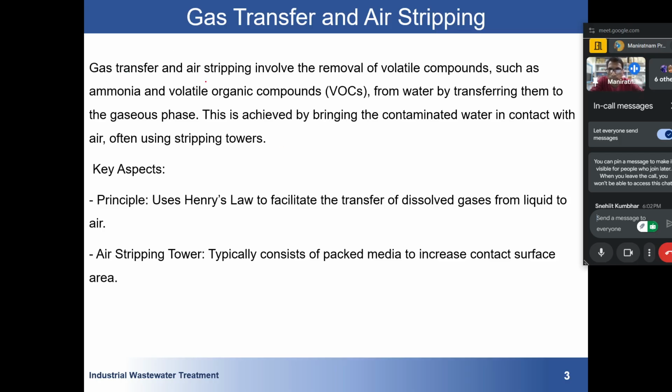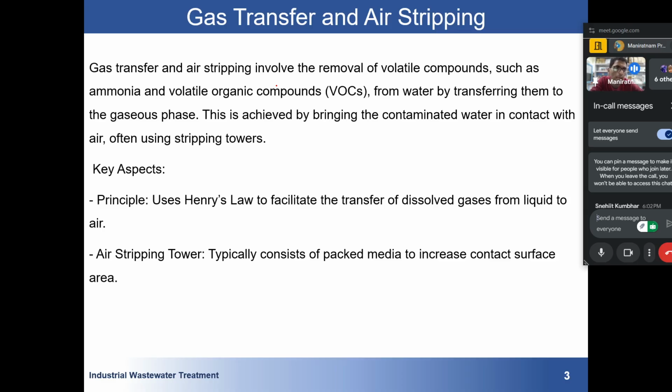Gas transfer and air stripping involve the removal of volatile compounds such as ammonia and volatile organic matter from water by transferring them to the gaseous phase. We know that there are several sources of ammonia and volatile organic compounds in our industrial waste, and if we want to treat that wastewater, we have to remove these things.